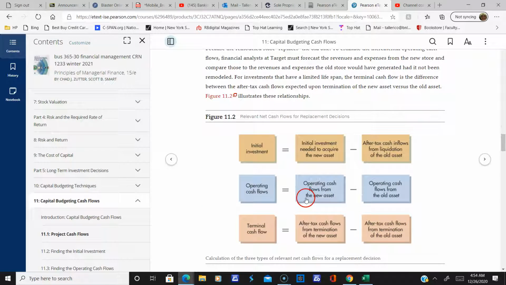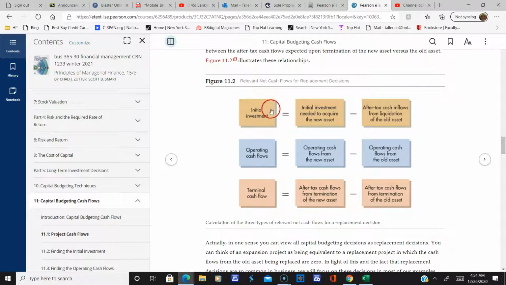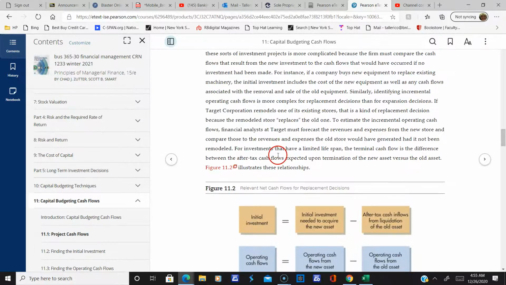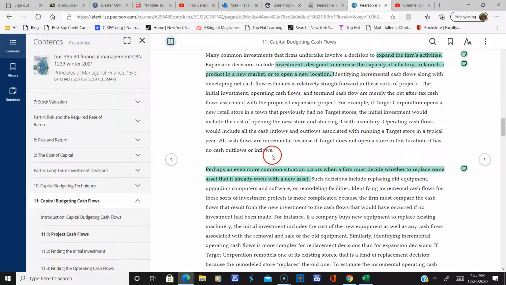So they give a nice little chart here. Relevant net cash flows for replacement. This is for replacement decisions, right? So you have your initial investment needed to acquire the new asset minus the after-tax cash flows from a liquidation of the old asset. Again, this table is for replacement. Replacement is a little more difficult than basically doing an expansion.